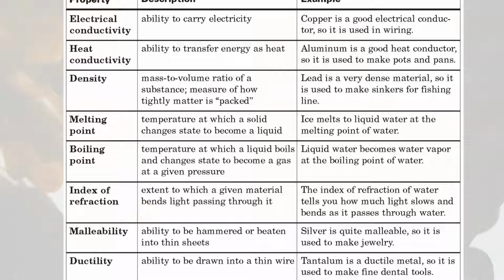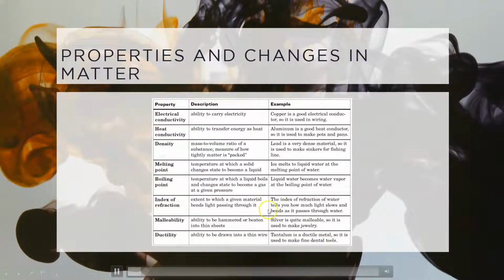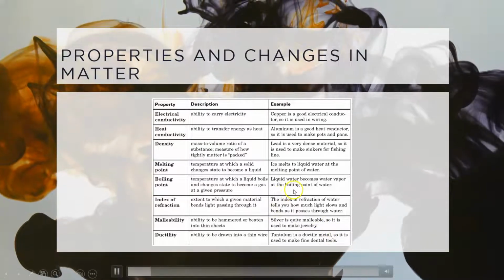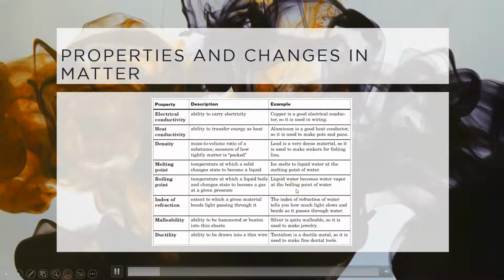Ductility is the ability to draw something into a thin wire. So again, I think of copper with this. We see copper is easily made into wires. Or in this example, they use tantalum as a ductile metal used to make dental tools. That's just a summary of a lot of intensive properties.